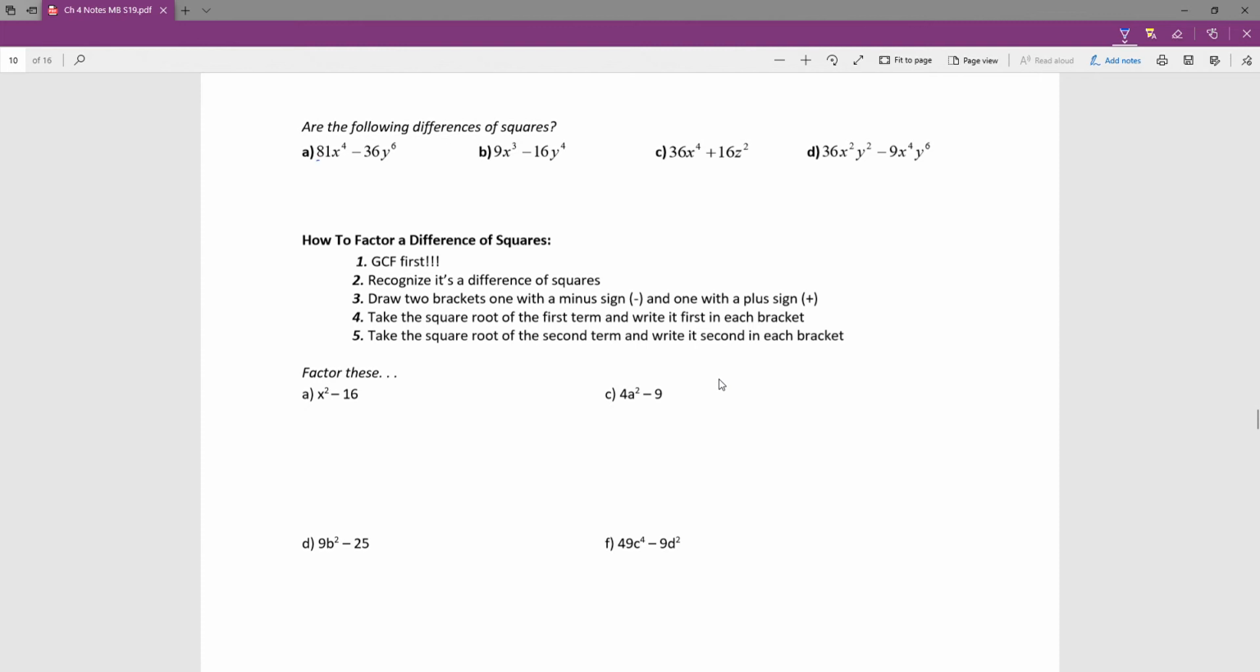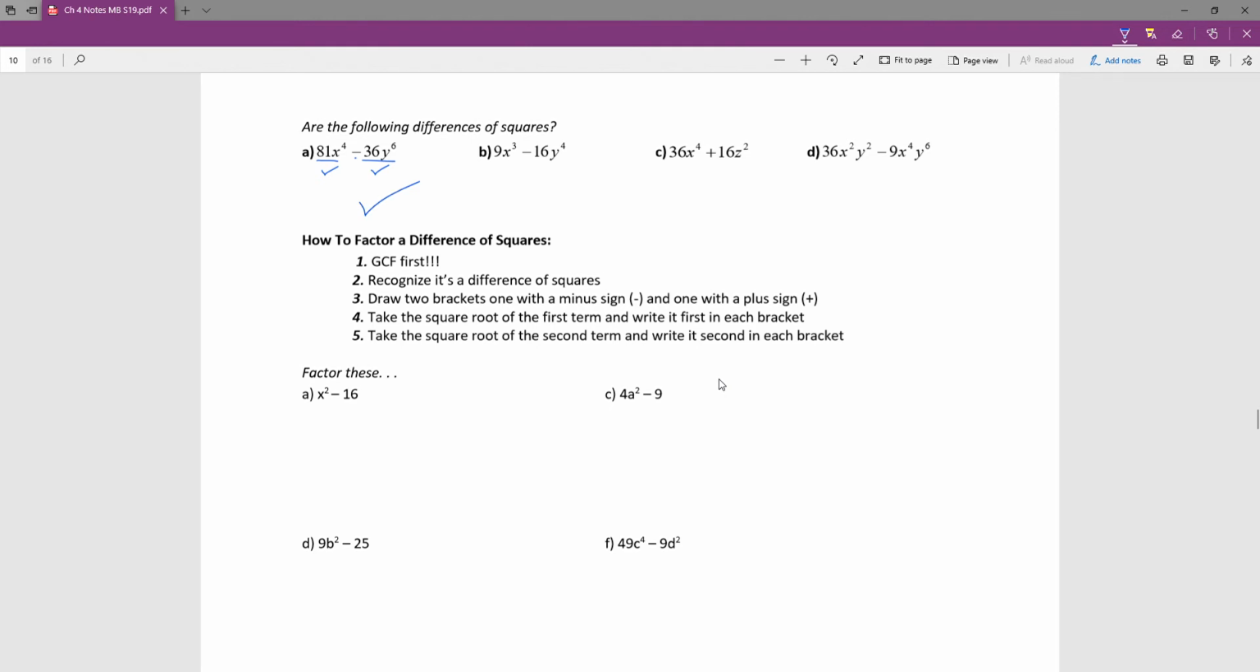So 81x to the 4th is good. 36y to the 6th, that's cool because that's a perfect square. And we have a minus sign between. So those are the 3 things we're looking for. It is a perfect square.